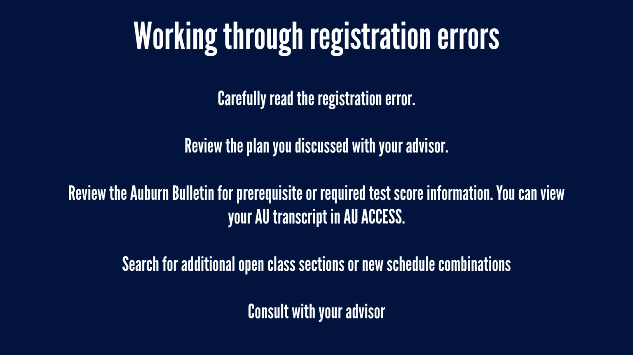You can review prerequisite information in the Auburn Bulletin. For example, to register for Math 1620, one must have completed Math 1610 and have that credit on their Auburn transcript. If you are unable to determine the reason for a particular error and have further questions, be sure to contact your academic advisor for additional assistance.